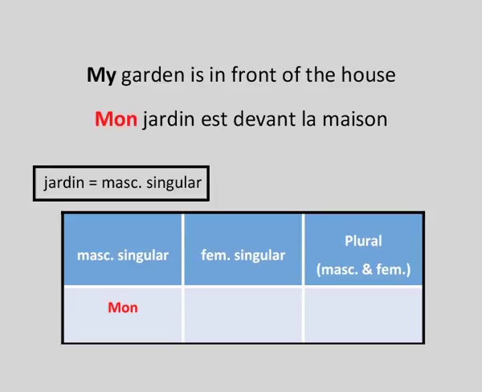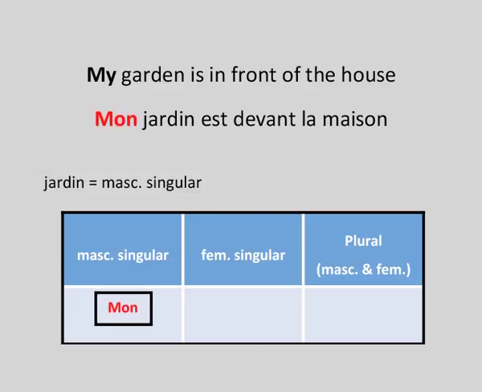In French, jardin is a masculine singular noun. So the possessive adjective that precedes it must agree with its gender and number. Mon is the masculine singular form of the possessive adjective associated with the singular form of the first person.